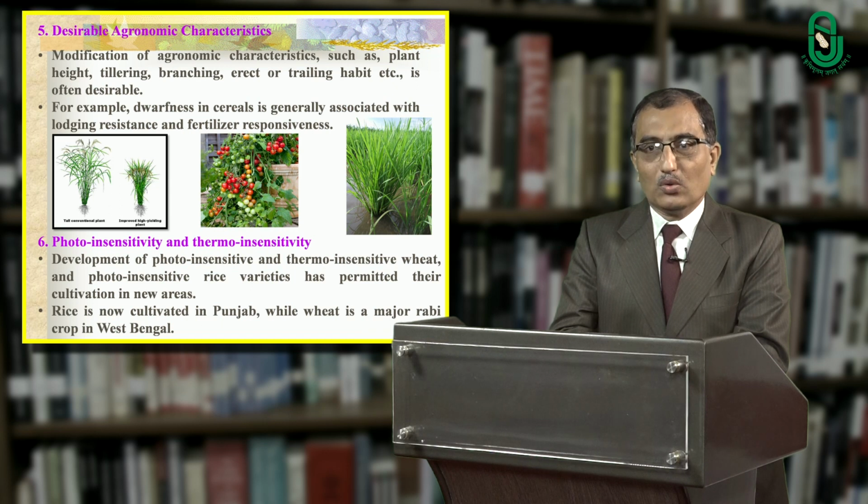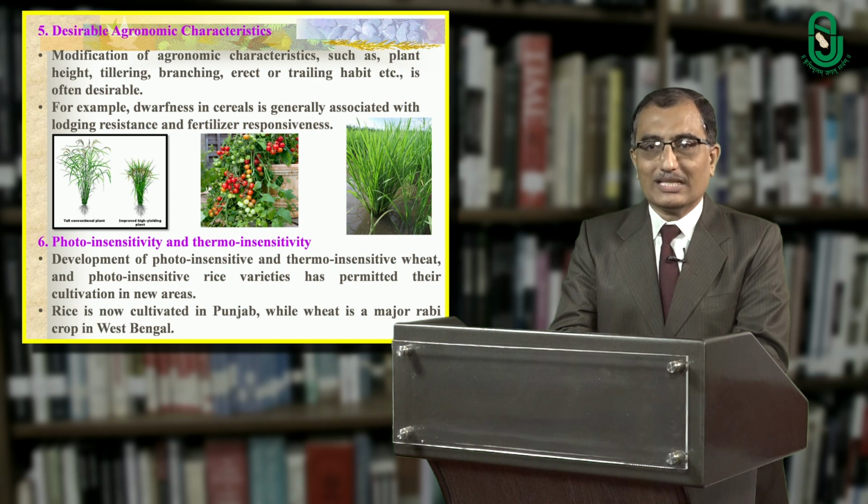Trailing habit in tomato leads to higher production levels, and that can be seen in the second slide. While tillering is an important objective in cereals, and you can observe that in rice also. Then many varieties cannot be grown under different photoperiods and thermoperiods, and for that breeders play an important role to develop photoinsensitive and thermoinsensitive varieties.